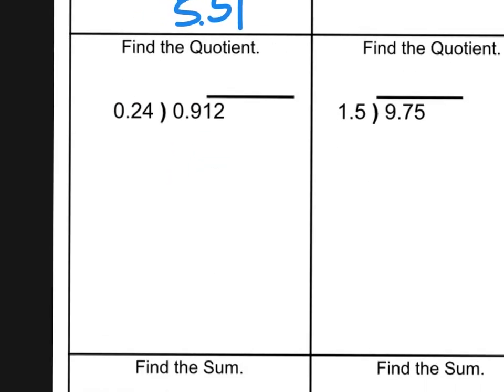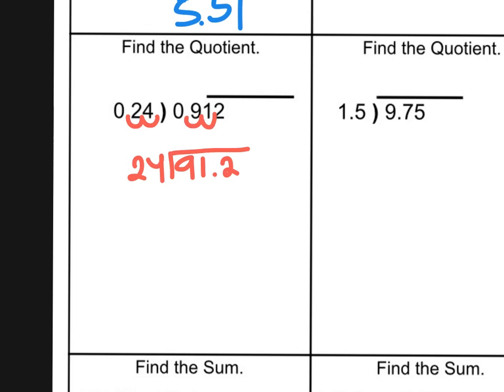For number 2, it says find the quotient. The first thing we need to do is make our divisor into a whole number, moving it to the right twice. And we'll do the same thing on the inside, 1, 2. Now our math problem looks like this. 91.2 is being divided by 24 on the outside. You always have to do that when your divisor, the number on the outside, has a decimal. You want to make it into a whole number.